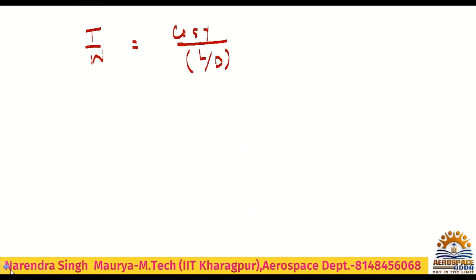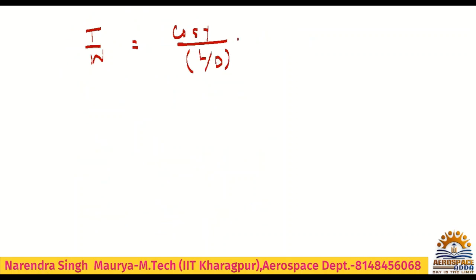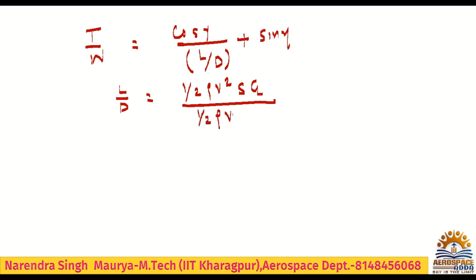As per your convenience, you can change the numerator and denominator accordingly. Okay, plus sin gamma. All right. You know L by D. What is L? Half rho V square S into CL. What is drag? Half rho V square S into CD. So if you check, all the values will be cancelled out, leaving CL by CD. Yes or no? So L by D is nothing but CL by CD.